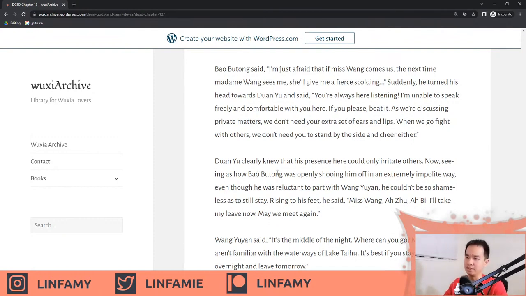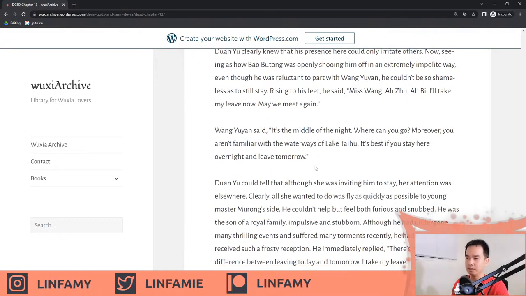Duan Yu clearly knew that his presence here could only irritate others. Now, seeing as how Bao Butong was openly shooing him off in an extremely impolite way, even though he was reluctant to part with Wang Yuyan, he couldn't be so shameless as to still stay. Rising to his feet, he said, "Miss Wang, Aju, Abi, I'll take my leave now. May we meet again."